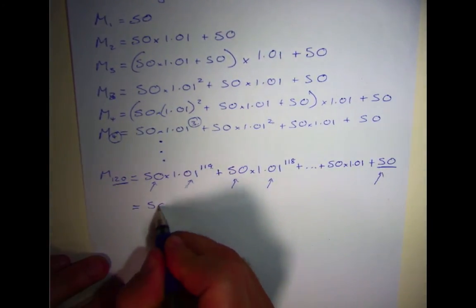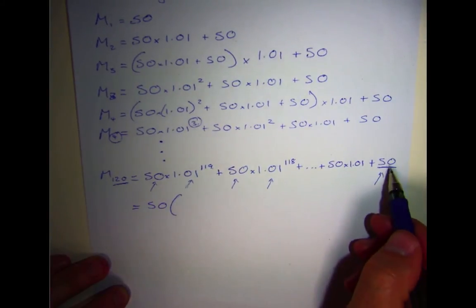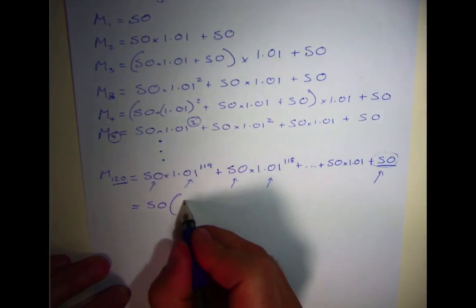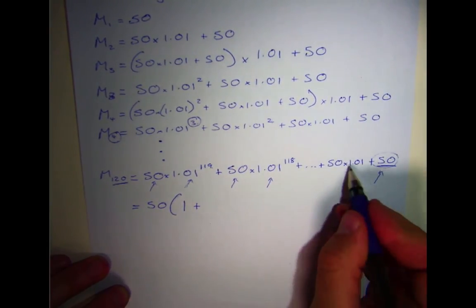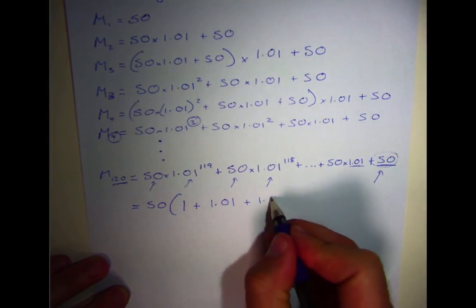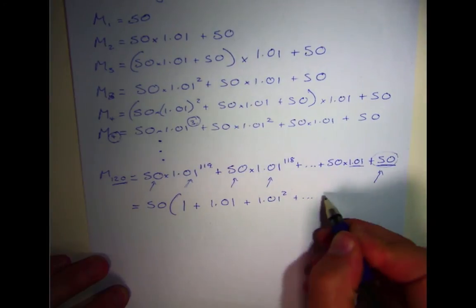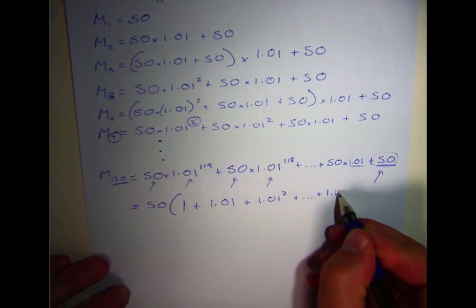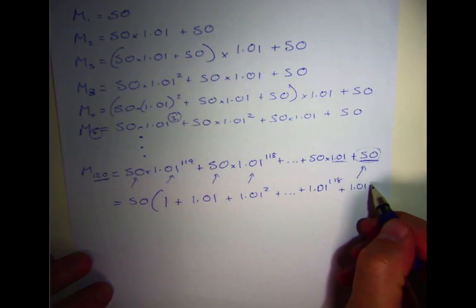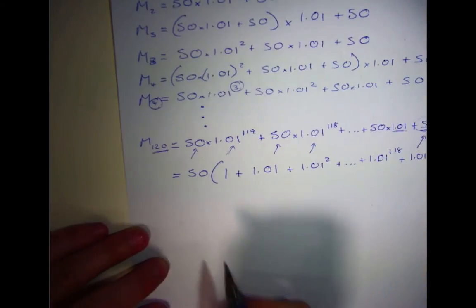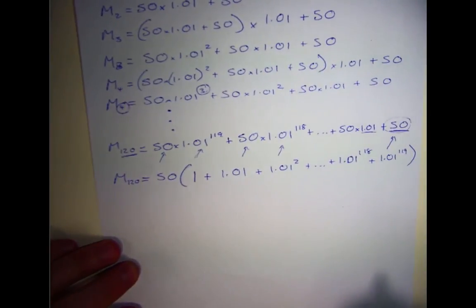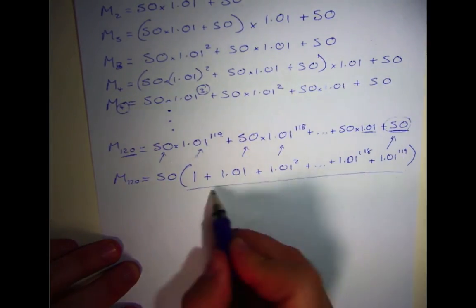Okay, so we'll factorize out the 50, and I'll do this quite quickly. I'm going to write this term first. Okay, so 50 times, it's just times 1, so that's 1, plus 1.01, plus 1.01 squared, plus dot dot dot, plus 1.01 to 118, plus 1.01 to 119. Okay, so we want to add this up now. I'll keep that in the screen. So we need the sum for this.